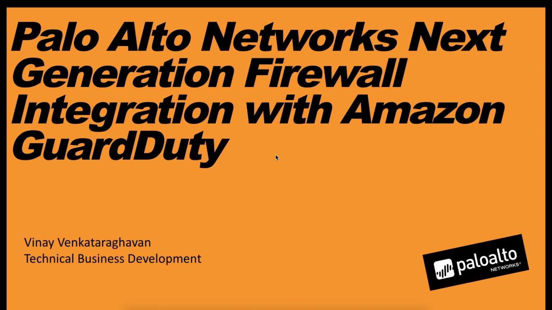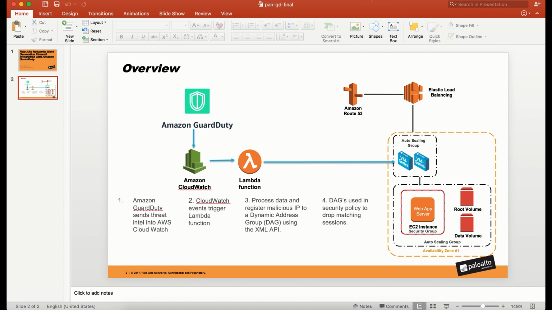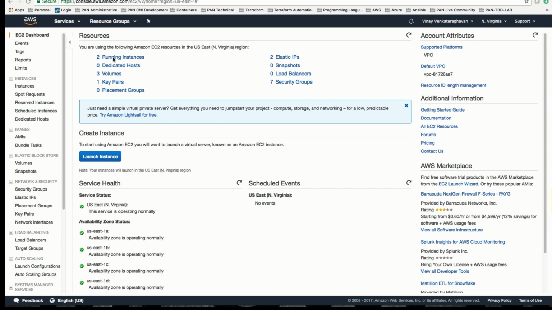In this presentation, we provide a walkthrough of the integration between the VM Series Firewall and Amazon GuardDuty. Threat intel findings from Amazon GuardDuty are fed into a Lambda function, which in turn creates dynamic address groups on the VM Series Firewall. The address groups contain the IPs of malicious sources. The address groups are then referenced in security policies, which will deny traffic from these malicious sources.